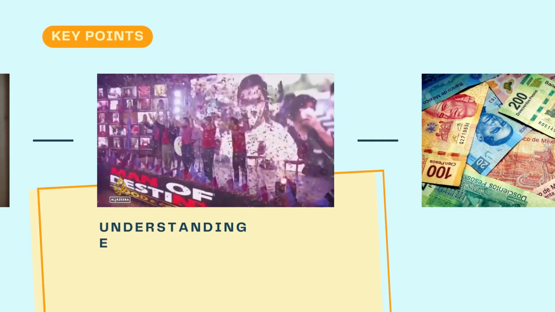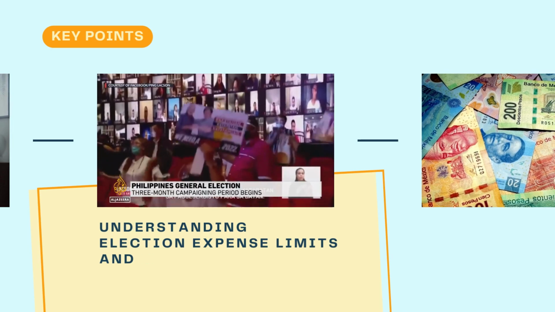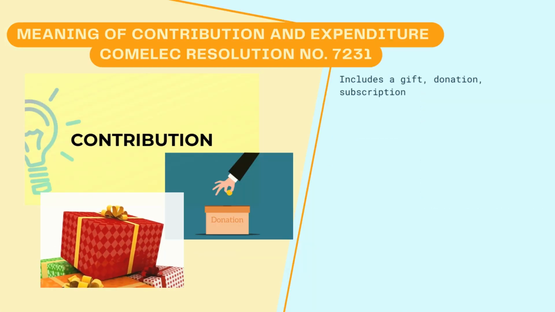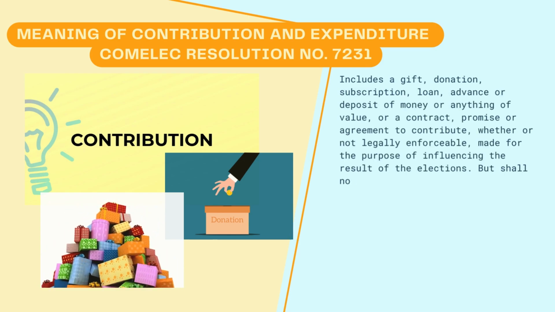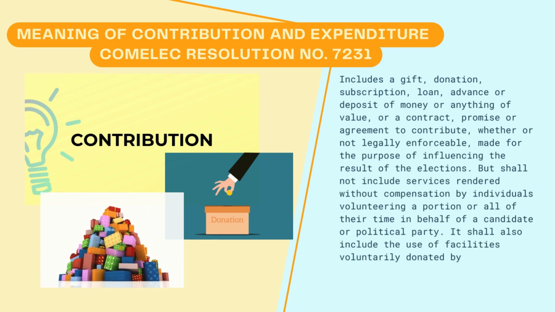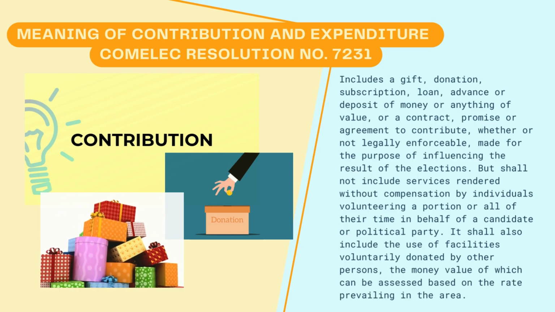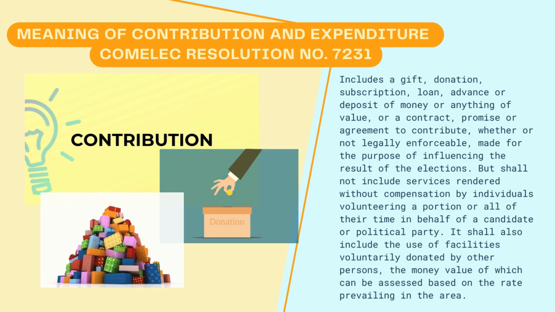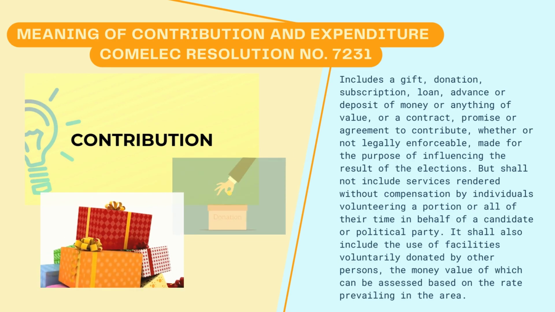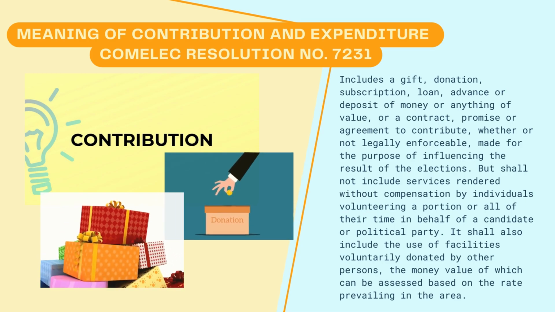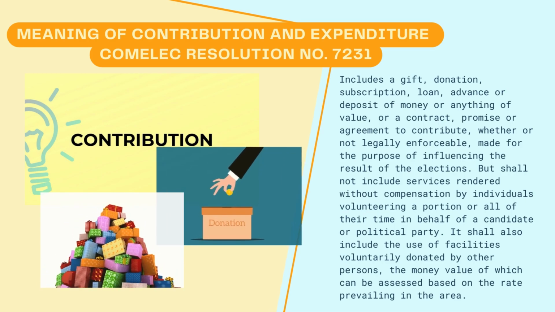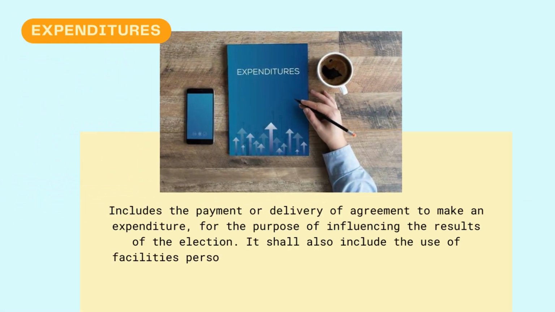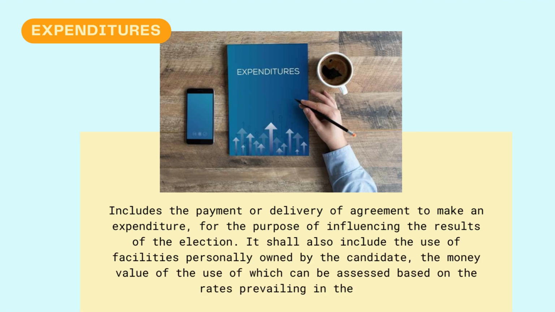Let's all explore the defined election expenses and contributions thresholds and exemptions, and unveil the structure that safeguards the integrity of our electoral system. In the context of elections, a contribution encompasses any financial or valuable support, including money, gifts, contracts, or promises, aimed at influencing election results. It does not include unpaid volunteer services. Additionally, it covers the use of donated facilities valued at local rates.